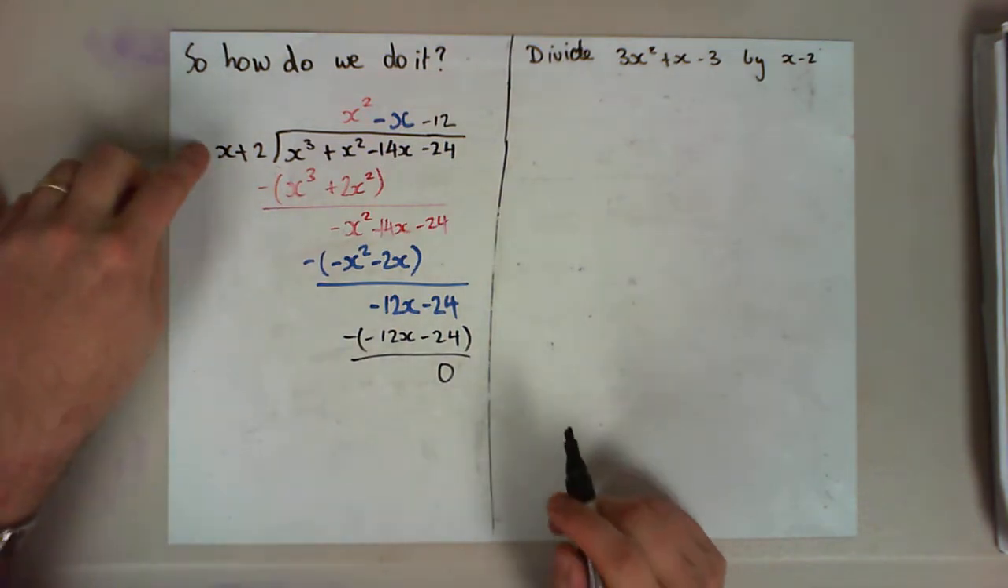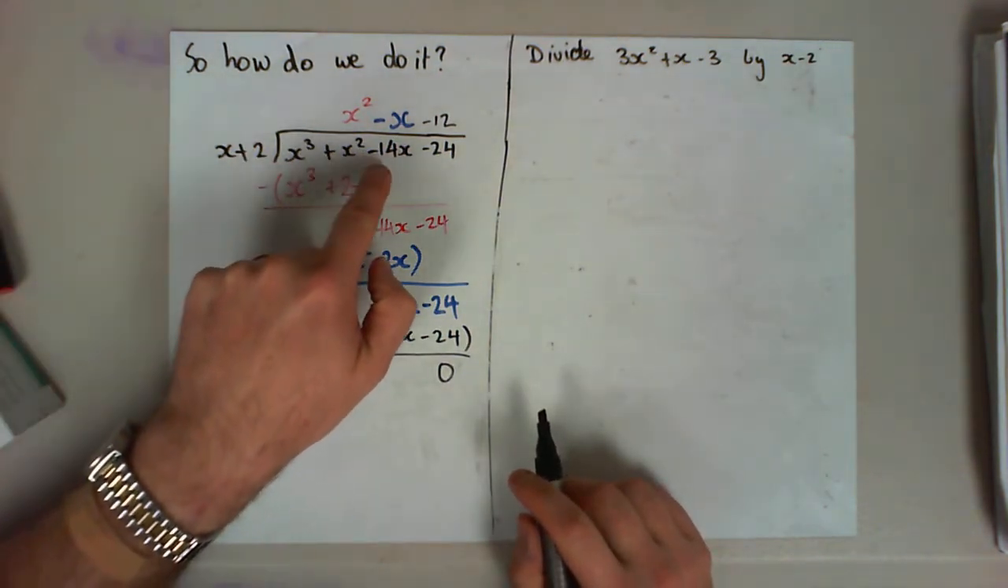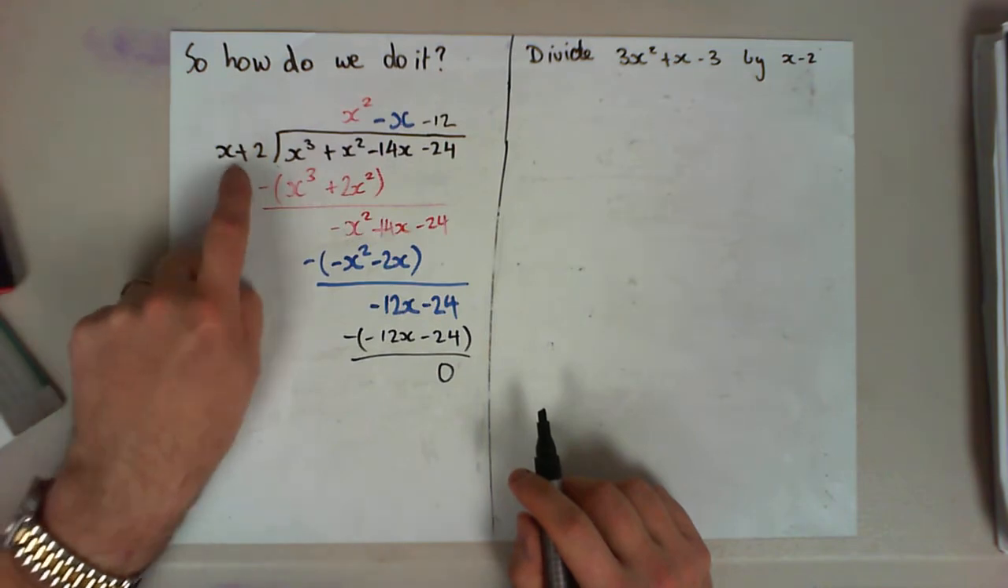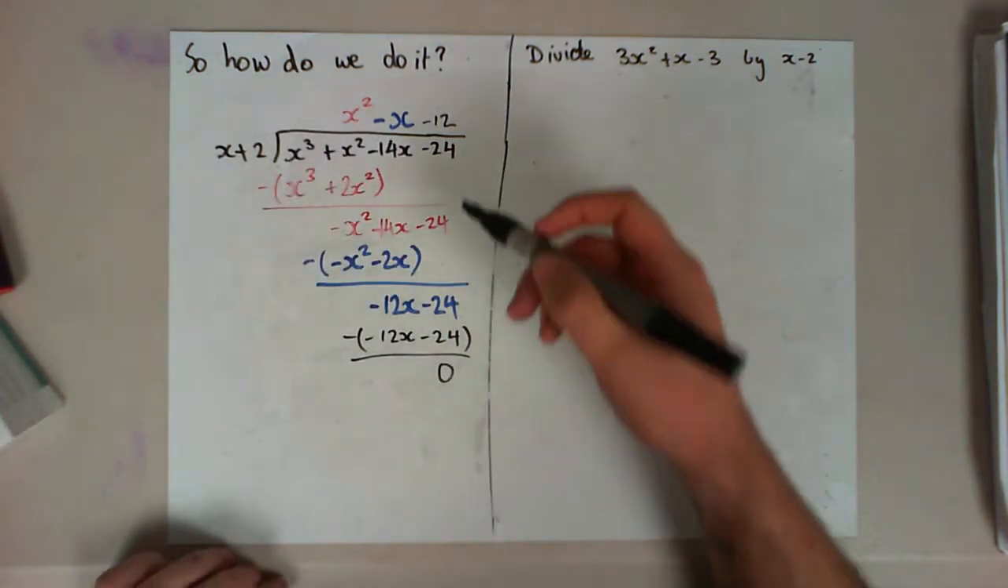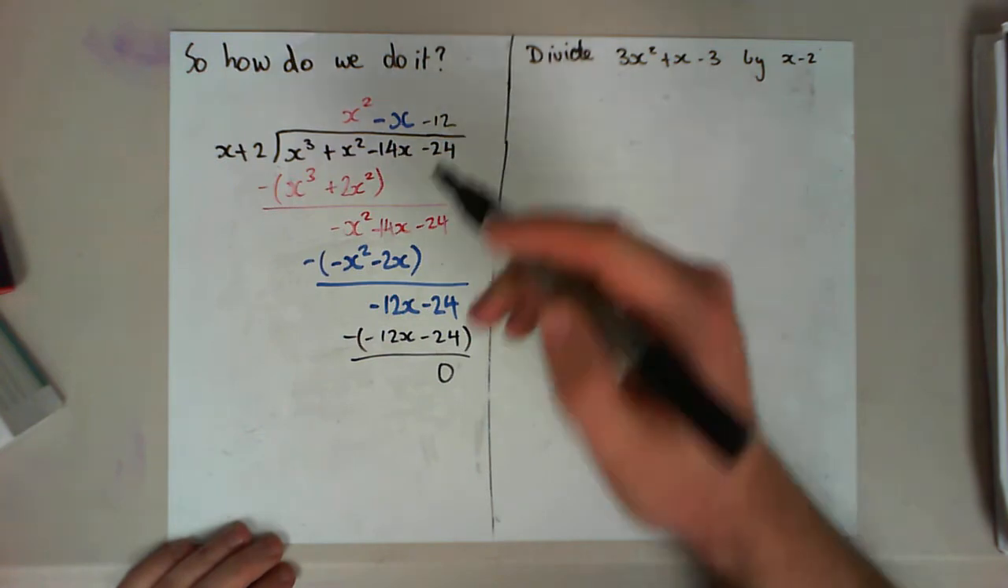That's saying that we've got no remainder. So in fact, when we divide x cubed plus x squared, take 14x, take 24 by x plus 2, our answer is x squared, take x, take 12.